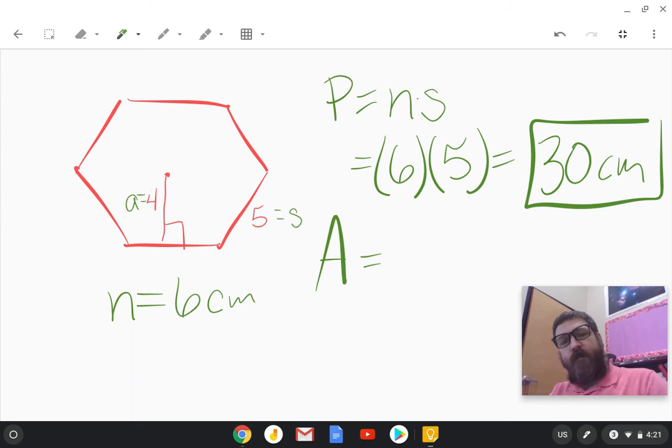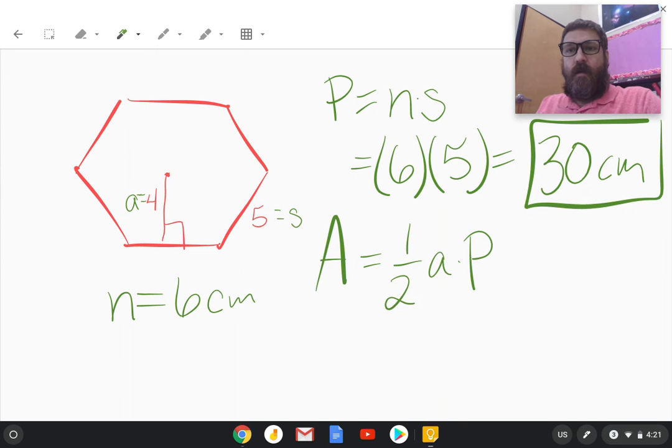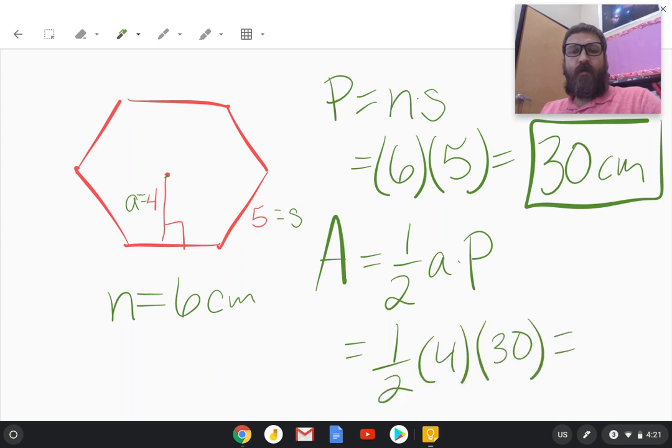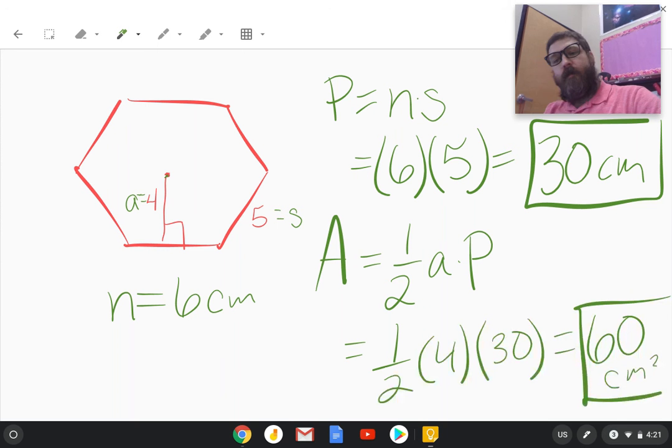And the formula for area is 1/2 A times the perimeter. Again, this is coming from this value apothem, which is that line you see. It's coming from the center straight down. We're going to plug in what we know. We know the apothem is 4. We know the perimeter is 30. 1/2 times 4, that's going to make 2. 2 times 30 is 60 centimeters squared.